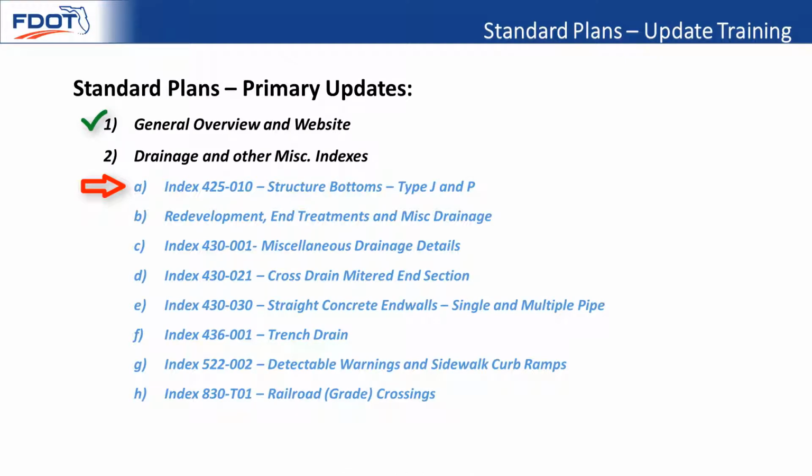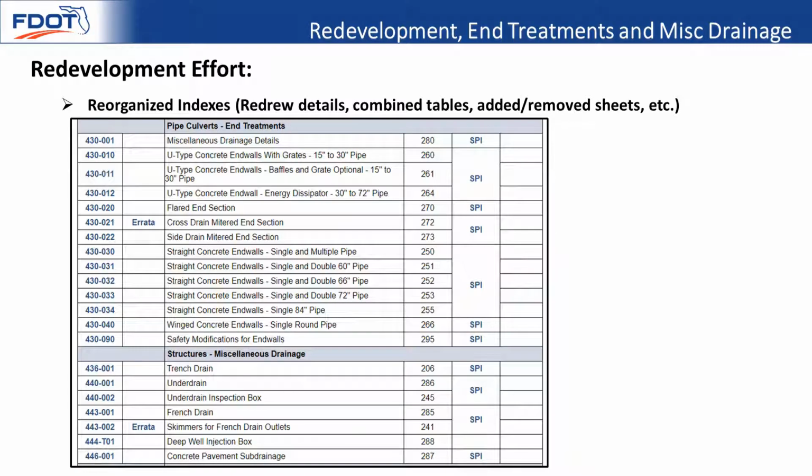A big task for me this past year is the redevelopment of the inlet treatments and miscellaneous drainage indexes. These indexes, you can see listed here, are mainly the 430 series and then the miscellaneous drainage series, the trench drain, under drain, etc. The main task here was going through and redrawing the details, combining tables, adding and removing sheets, fixing scales on the details, eliminating design notes and payment notes. I'm going to go through basically what the main factors were that we were looking at.